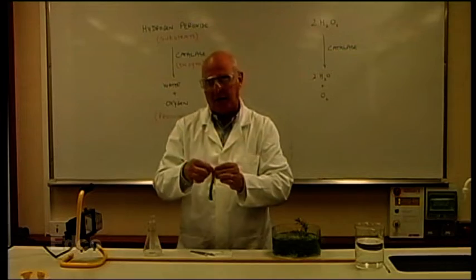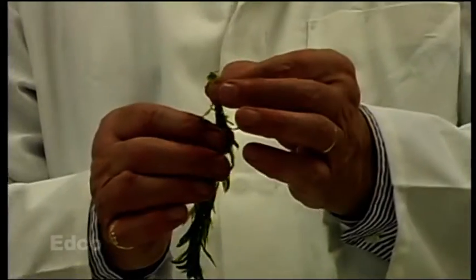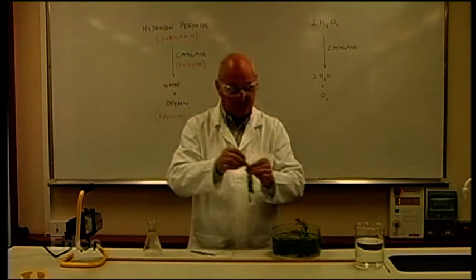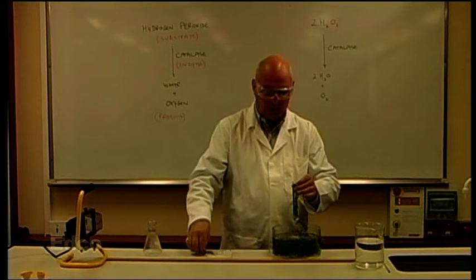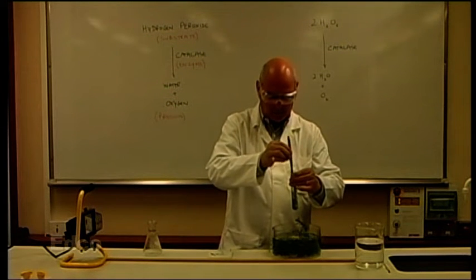Sometimes you have to give a little squeeze to the top of the stem to allow the oxygen to come out. We place the Elodea into the pond water and push it down below the surface.